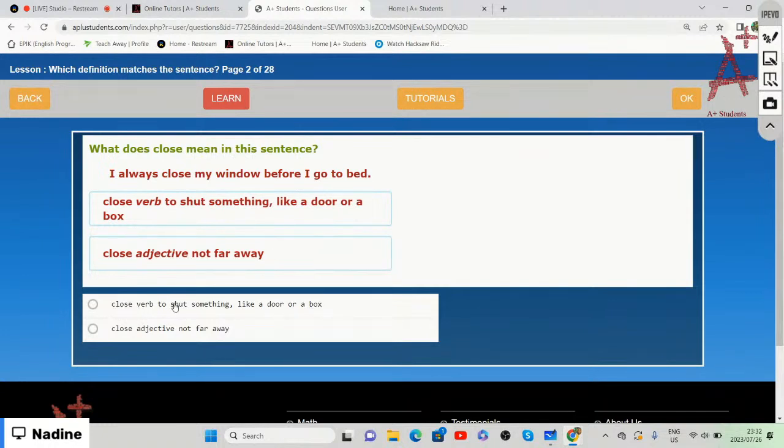So close, which is the verb, to shut something like a door or a box, or close, which is the adjective, not far away. I always close my window before I go to bed. We need to choose the correct definition that matches the sentence, close my window before I go to bed.